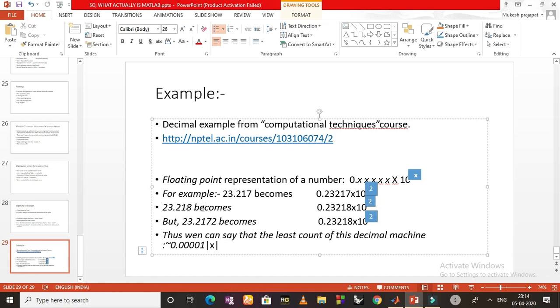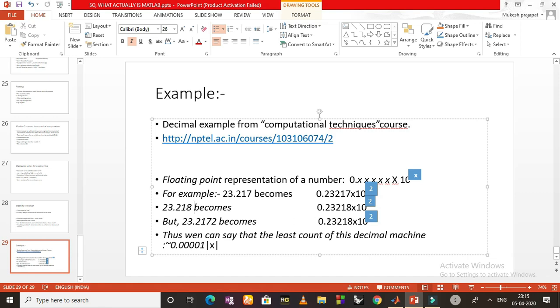Let us increase the value of the number to 23.218. It will become 0.23218 times 10 to the power 2. So it also gets stored in that particular device which has the machine precision of 10 to the power minus 5. As you can see, when we increment a number, the stored value also increases. But what happens if we increment the number by a smaller amount? Let us take an example.